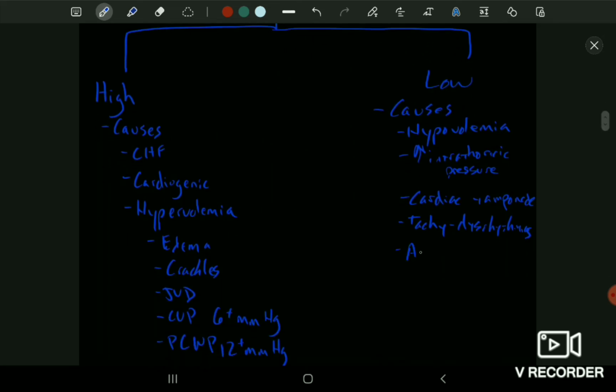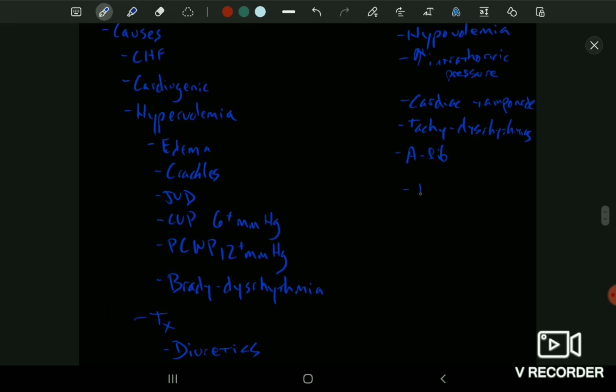And lastly, atrial fibrillation. If you lose that kick from the atria, if you lose that atrial kick, you will lose some of the ability for the heart to get blood throughout the rest of the body. And that's another thing that is for another video.